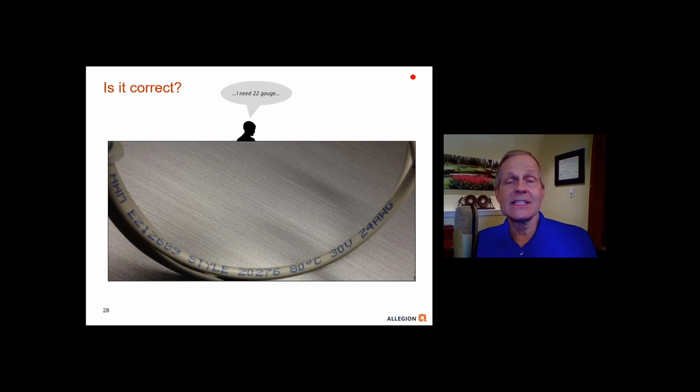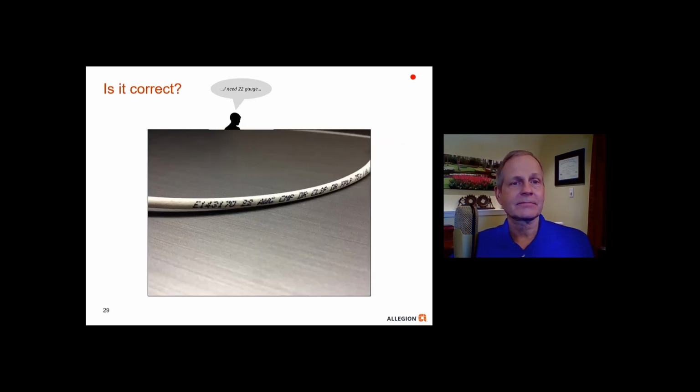So the technician's saying, well, I need 22 gauge wire. Is this an example of something that I can use? All right, so if you look carefully, you can see that this is 24 gauge. It's a larger number than 22 gauge, so that means that it's smaller in diameter than 22. So it's not 22 gauge. In fact, it's even smaller than 22 gauge, so I cannot use this for my installation.